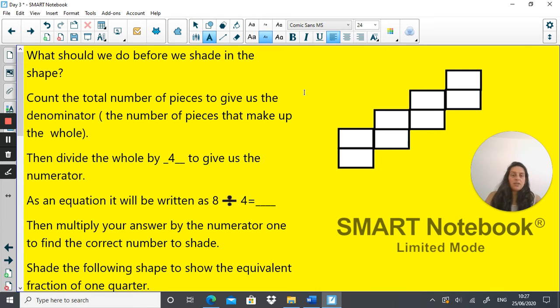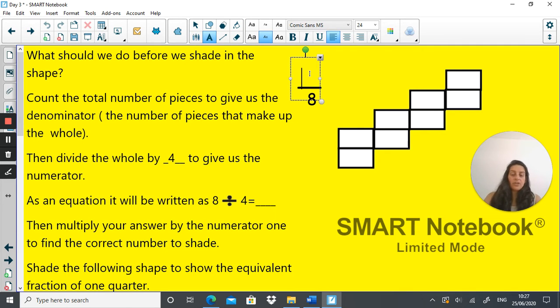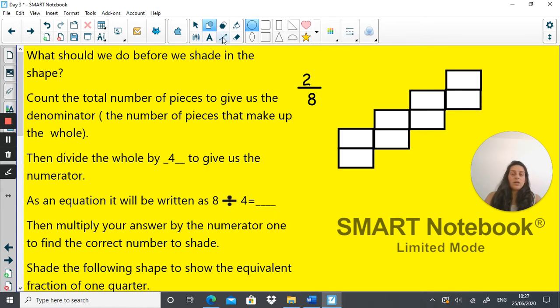I can write that down here. Okay, 8 is the denominator. Then divide the whole 8 by 4 to give us the numerator. 8 divided by 4 is 2. So up here we'll have a 2. And we'll know that this is equivalent to a quarter. And now I will shade in 2 boxes. And that 2 out of 8 boxes is an equivalent fraction to a quarter.